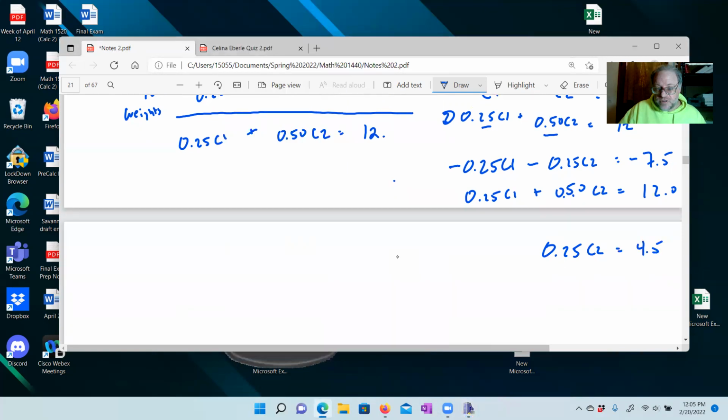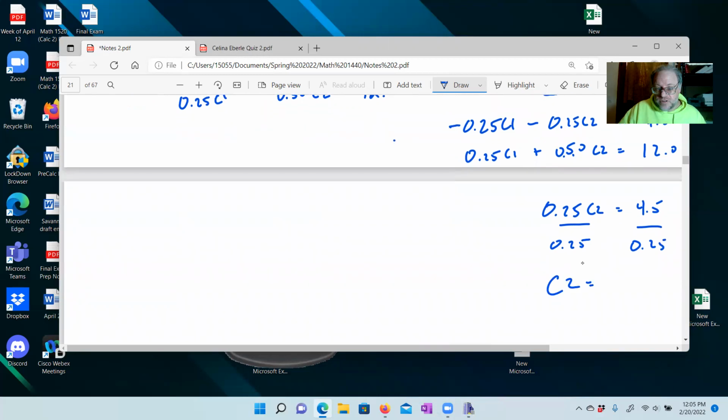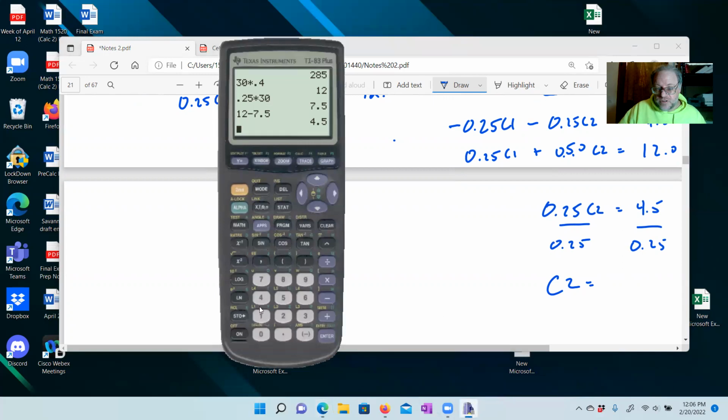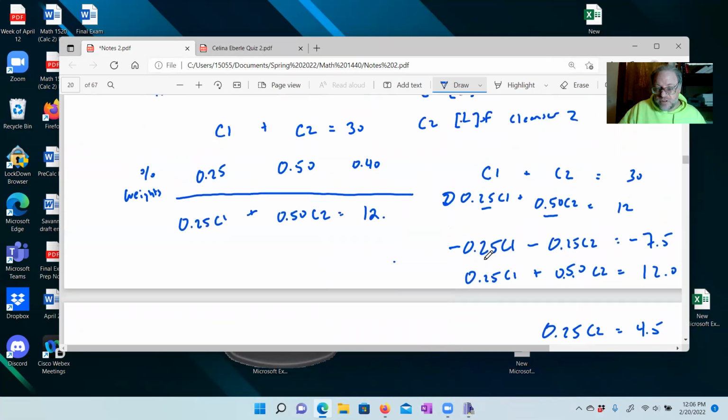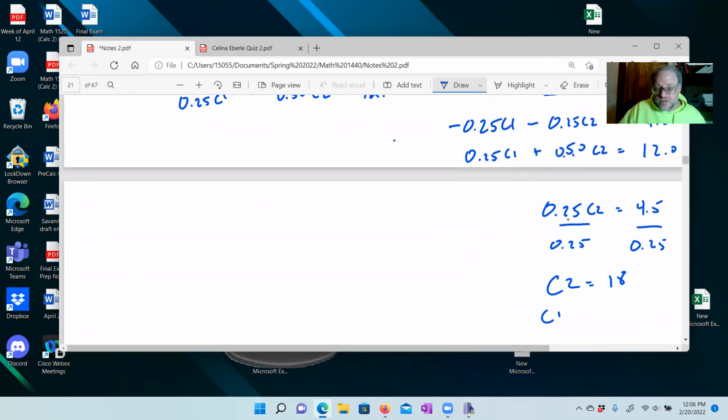What we're going to do is divide both sides by a quarter, 0.25, and we end up with C2 is equal to 4.5 divided by 0.25. You don't need a leading zero for calculations, but we'll get 18 there. So we've got 18, and these were supposed to add up to 30, weren't they? So C1 is equal to 12. So we have 18 liters of the second one and 12 liters of the first one.